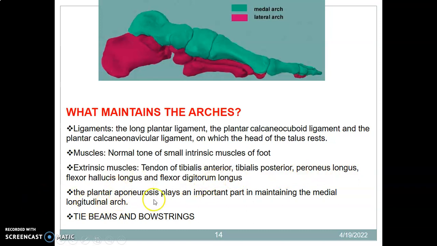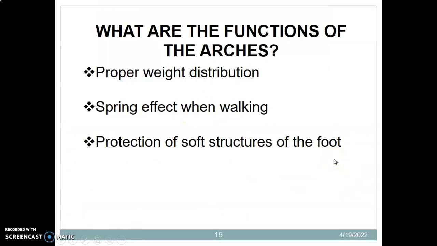Number 4, we have the plantar aponeurosis that helps to maintain the medial arc of the foot. So all these are the factors that maintain the arcs of the foot.